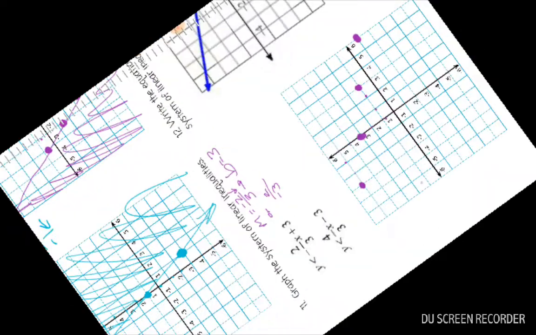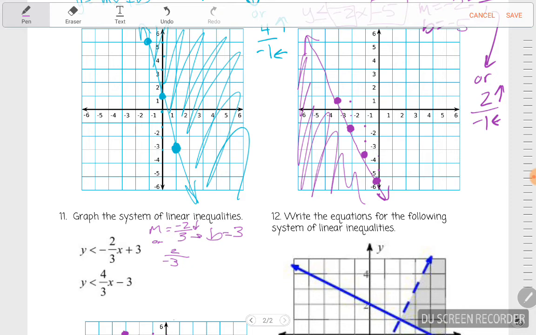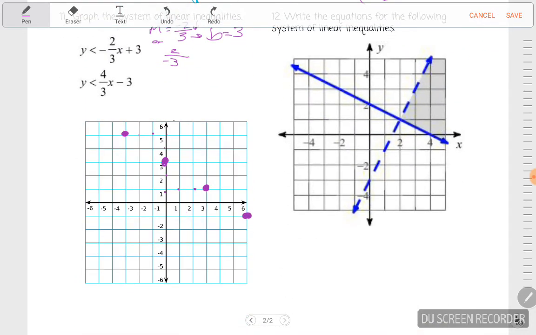Okay, I'm going to connect these with a dashed line. Okay, connect these with a dashed line. And I'm going to just kind of lightly shade below here because it's less than.